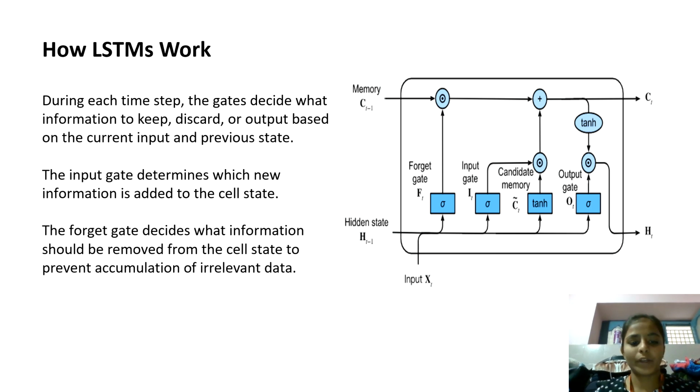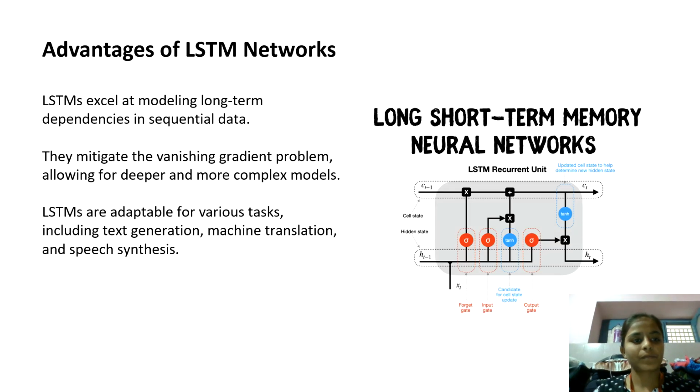So finally, the output gate. The output gate controls what information should be provided as the output. So the input gate takes the input from the previous gate, and the output gate decides which information to give as output. And in this way, LSTM can manage information throughout a sequence and maintain the relevant context.